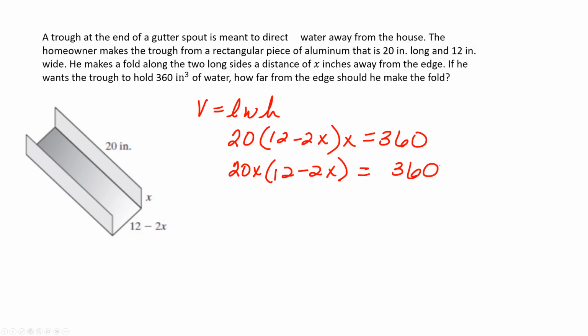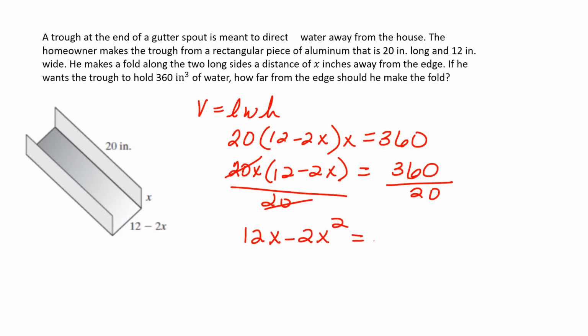I would go ahead and divide both sides by 20, just noticing that you have this factor of 20 over here, and there's a factor of 20 on the right also. Just to make the problem easier, if you notice something like that, just go ahead and do it. Dividing both sides by 20 will save you time on this problem. So when you do that, your left side is just going to be 12x minus 2x squared. And then on the right side, you're going to have 18.